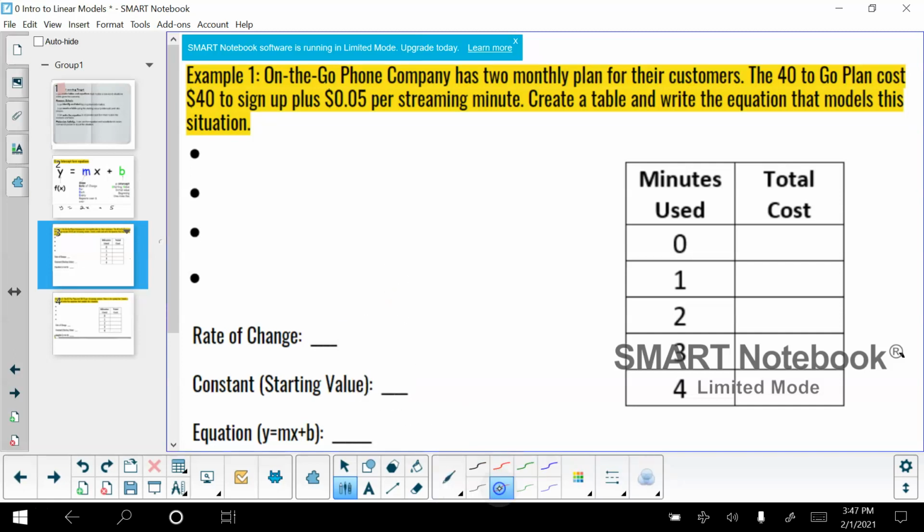That was the first read, and that first read is to just get a general idea about the problem. We know it has to do with phone plans. We know it has to do with the cost, the money to pay for the plan, and the minutes, because it's using minutes to charge us for the plan. And we know we have to create a table and an equation.